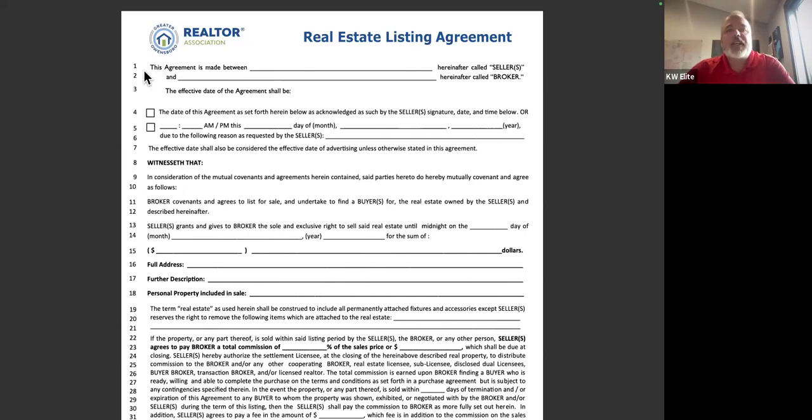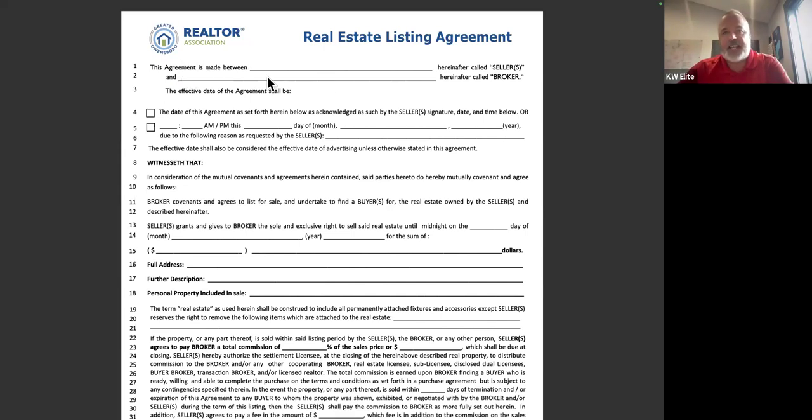So first and foremost, this agreement is made between blank, hereinafter called the seller. So this is going to be who owns the home. Now, one key thing here is you do need to have all the owners of the home in here, meaning if it's a husband and wife, if it's an LLC and 3 people own it, whatever the case may be, you need to have everybody who is basically on the deed written into this agreement.